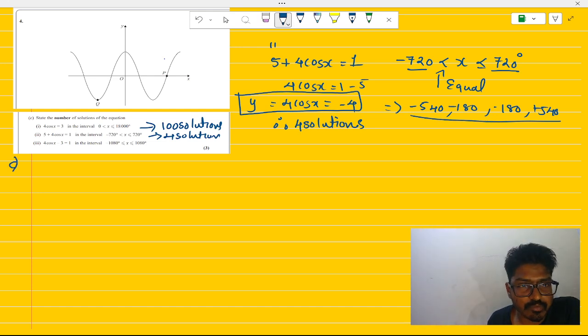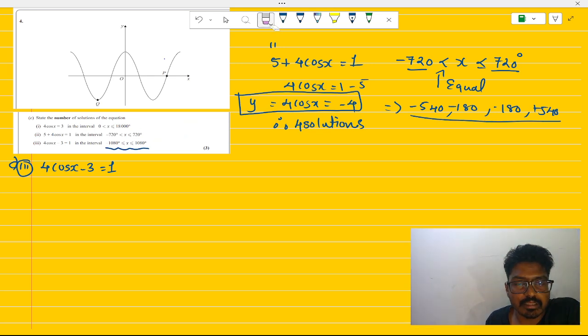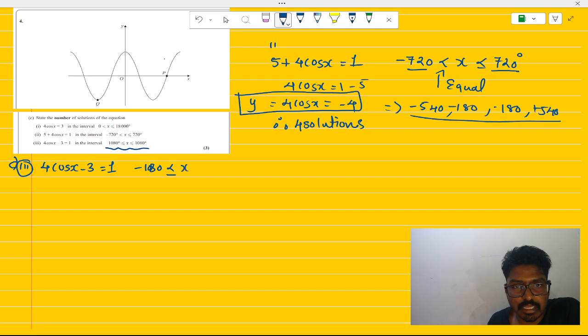Now we will explain the third part, which is 4 cos x minus 3 equivalent to 1, and the interval is negative 1080 less than or equal to x less than or equal to 1080, right? You can see now we have to include this 1080.